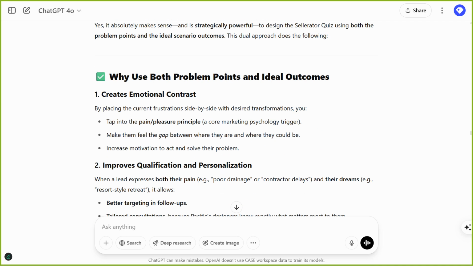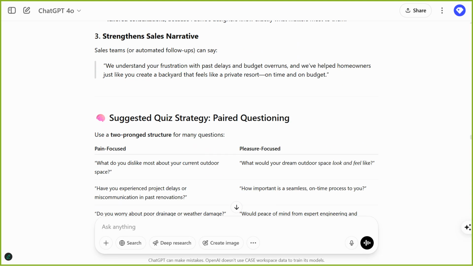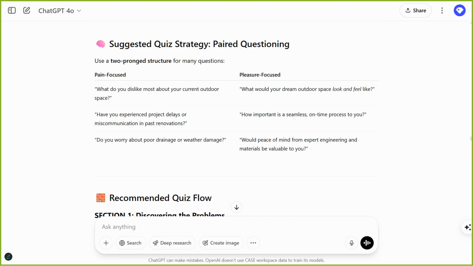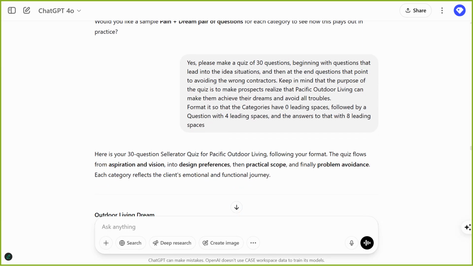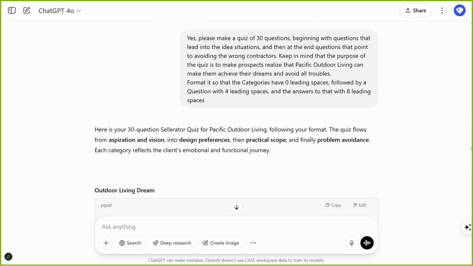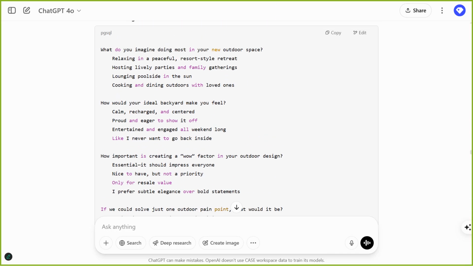Good. And then we explain that we want to use problems and ideal outcomes in the questions. So we basically balance pain versus pleasure in the survey so that people get oriented as they do the survey. And then with all of this preparation in ChatGPT, we can then say, well, make a quiz of how many questions we want, right? Let's say 30 in this case. Good. And then it comes up with questions like this here.